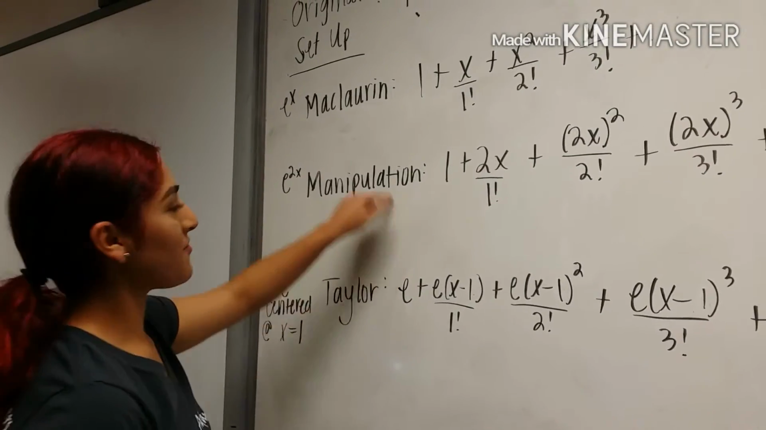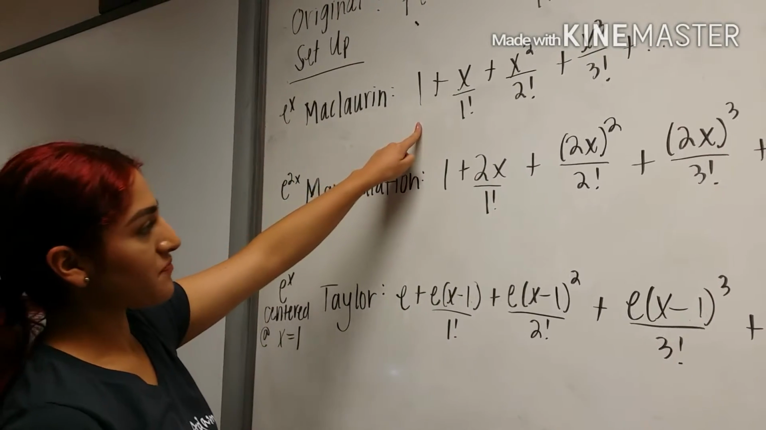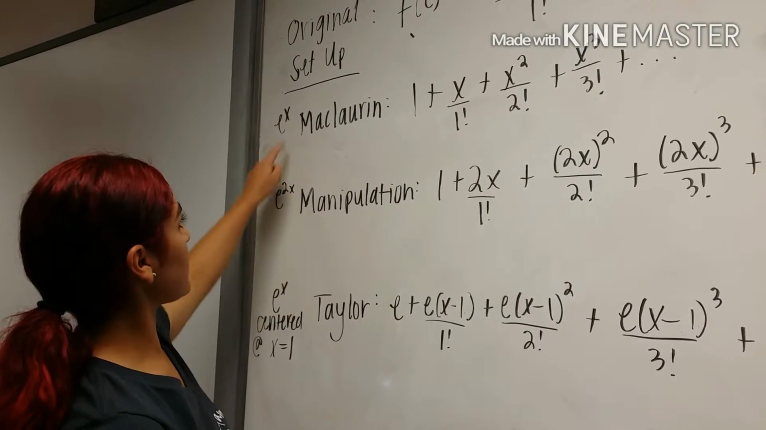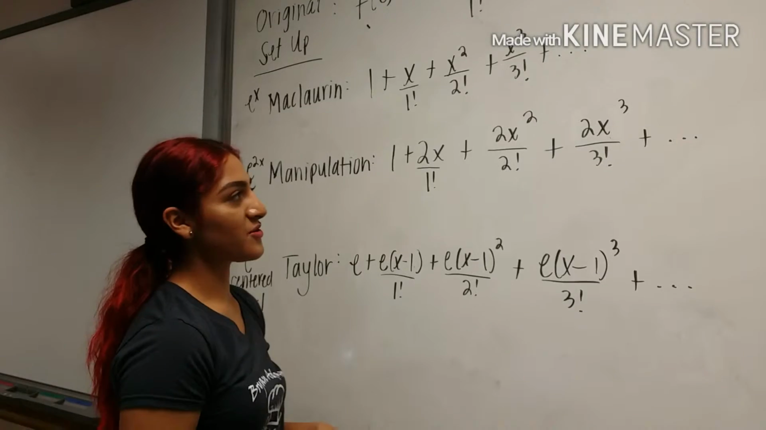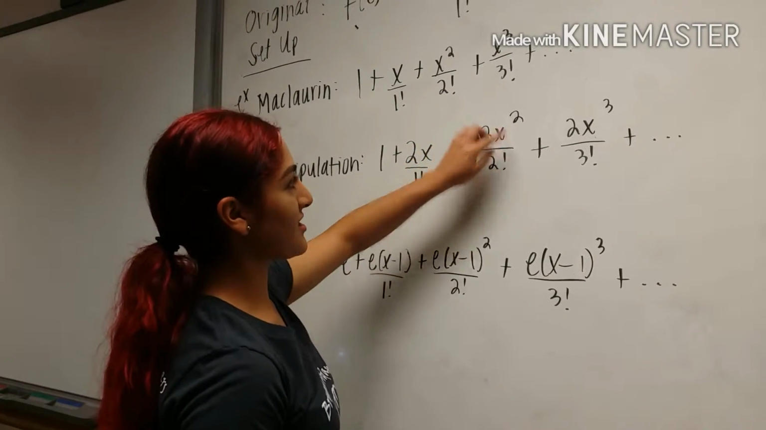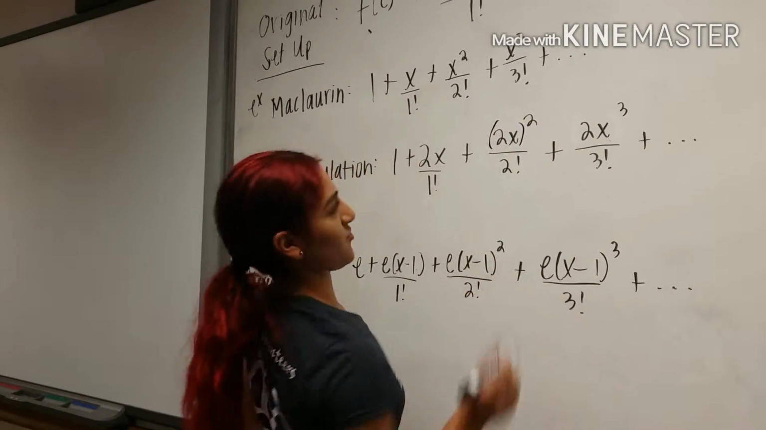Manipulations are based off of Maclaurins. We use e to the 2x to base it off of this one. Since we have a 2x instead of an x, you plug in a 2x for every x that you see. When doing manipulations, don't forget your parentheses because there's a difference between 2x squared and (2x) squared.